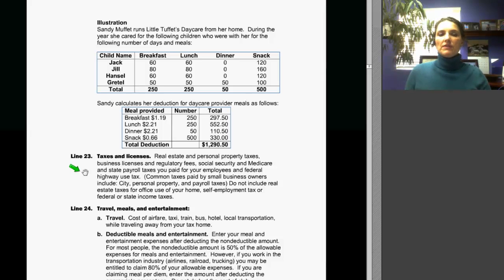Real estate and personal property taxes, business license and regulatory fees, Social Security and Medicare and state payroll taxes that you pay for your employees, and federal highway use tax are examples of taxes to enter on this line. Common taxes paid by small business owners also include city, personal property, and payroll taxes. Do not include real estate taxes for office use of your home, self-employment tax, or federal or state income taxes on this line.